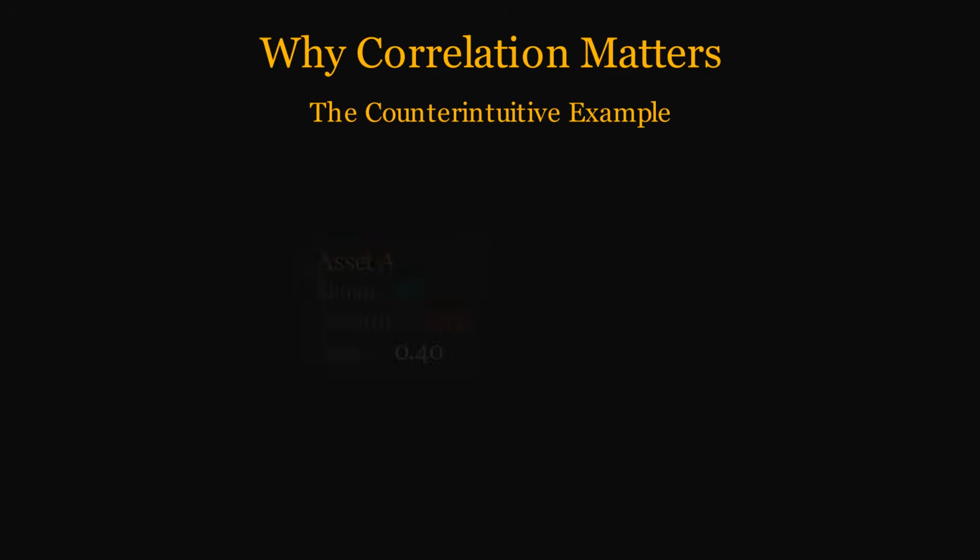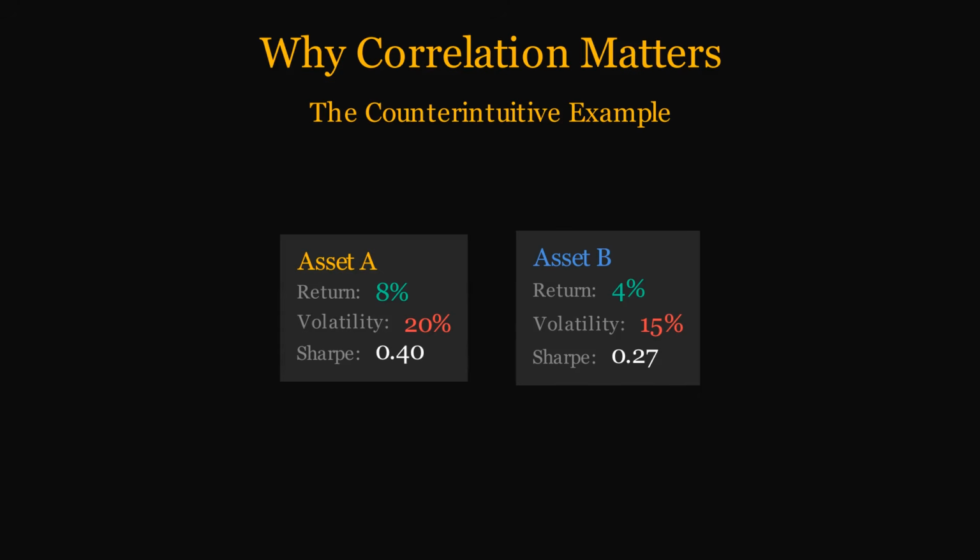Here is the counterintuitive part. Suppose asset A returns 8% with 20% volatility, a Sharpe ratio of 0.40. Asset B returns only 4% with 15% volatility, a Sharpe of 0.27. By every standalone metric, asset B is clearly inferior. It has lower return and lower Sharpe. A naive investor throws it out immediately.